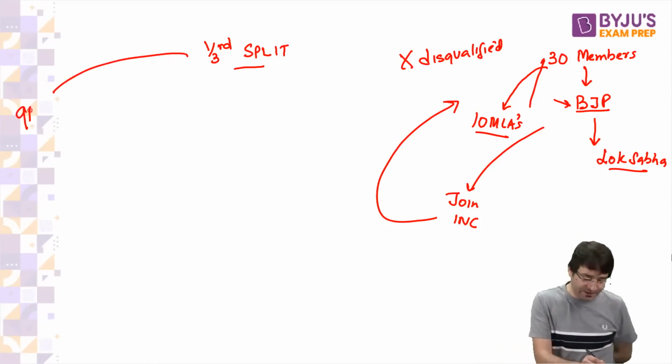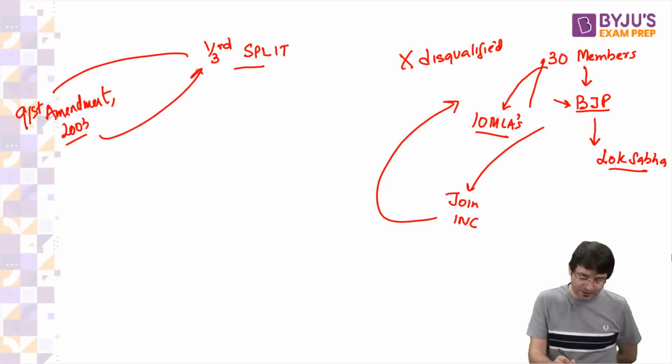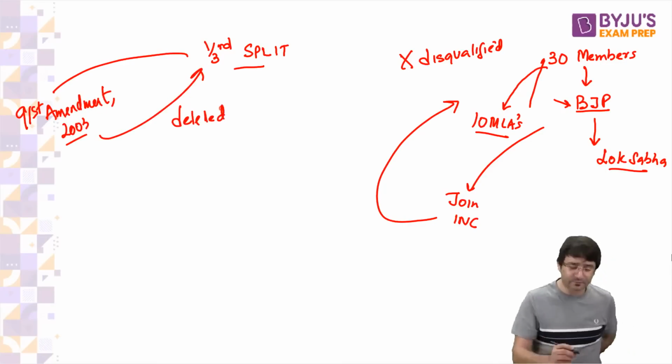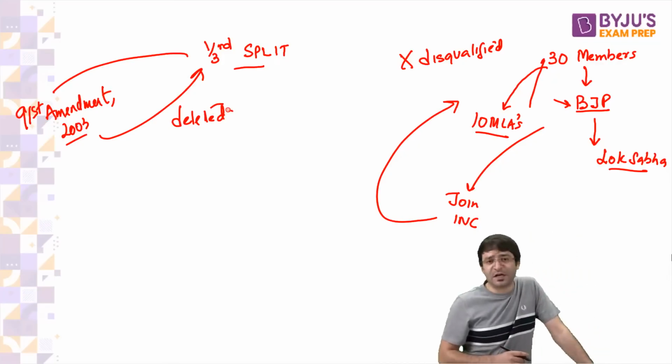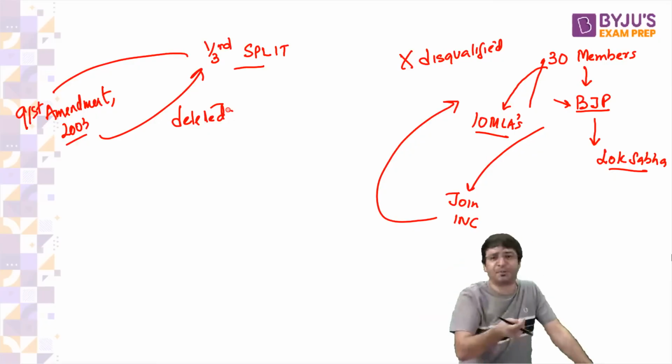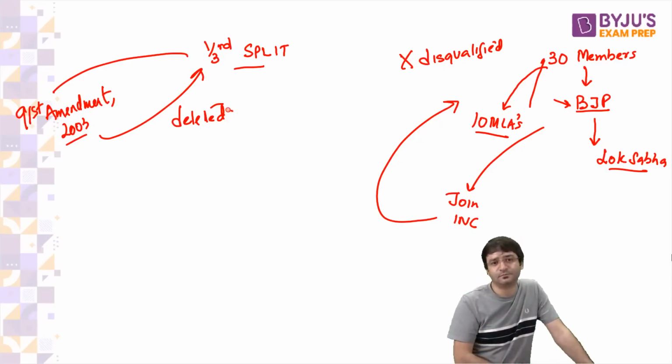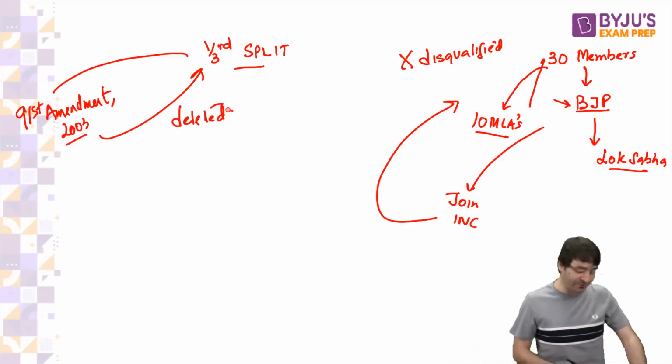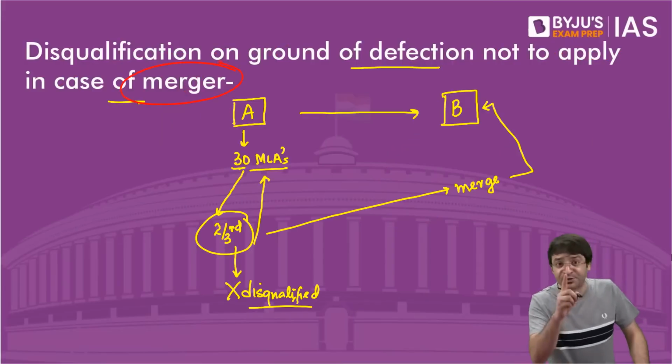But in the 91st Amendment, 2003, this 1/3 split was deleted. Mr. Vajpayee was the Prime Minister. The 91st Constitutional Amendment Act was passed. The year was 2003. This 1/3 split was deleted. That means now, even if there is a split in the political party, even if 1/3 MLAs decide to get away, they will be disqualified. But disqualification will not exist on the ground of merger.